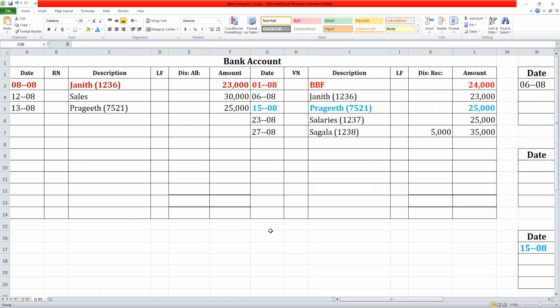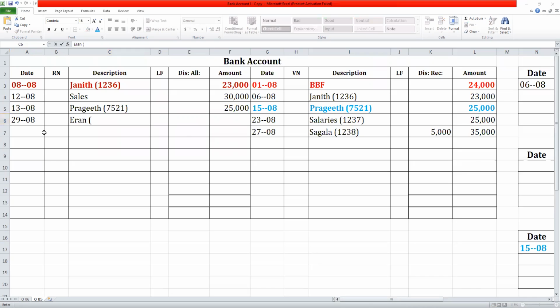Next date is 29th, and it is a deposit, 29th of August. We have received cash from Iran. Check number.